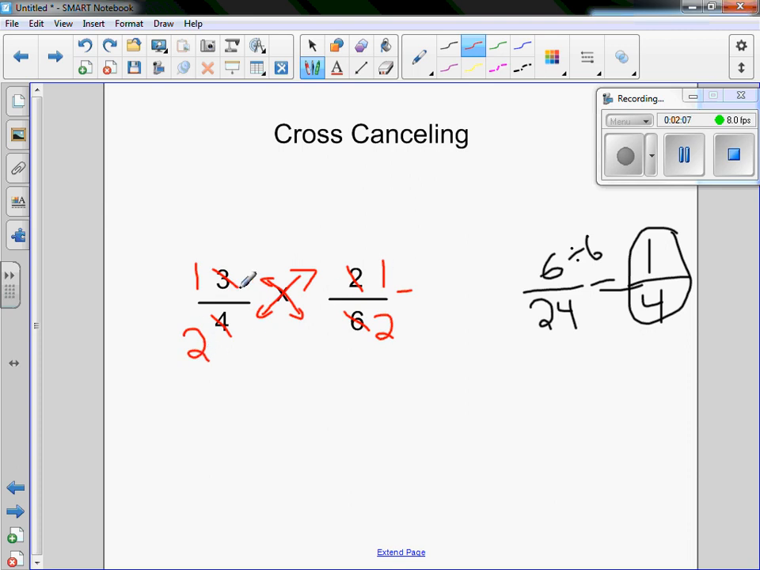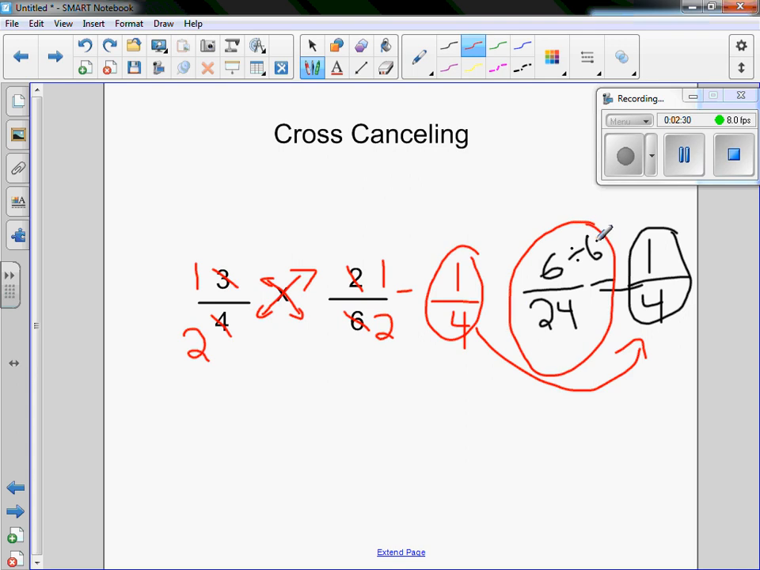We just cross-canceled. Really all we did was simplify before we get to the end. It makes the multiplication a little easier too, because 1 times 1 is going to be 1, and 2 times 2 is going to be 4. This gives us the exact same answer. It's just a little easier for students to cross-cancel instead of simplifying these bigger numbers.